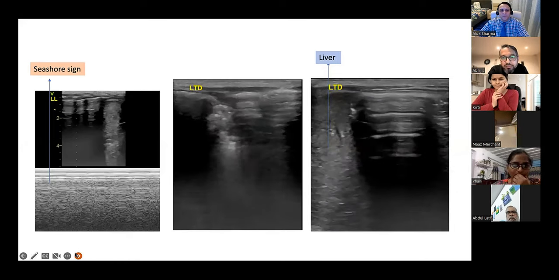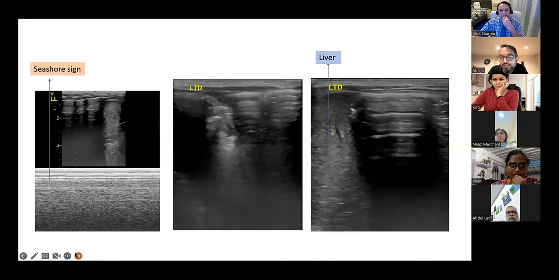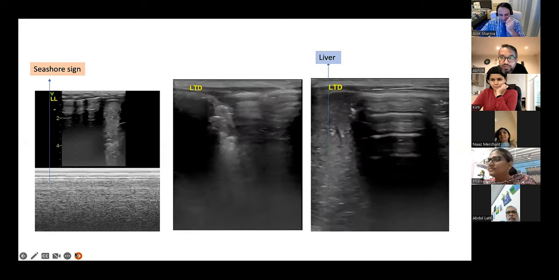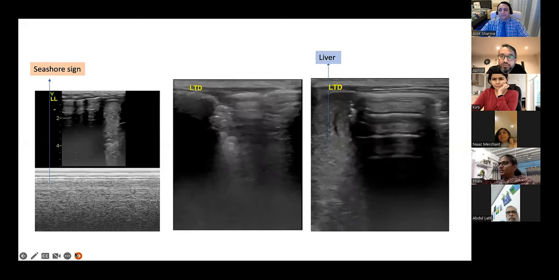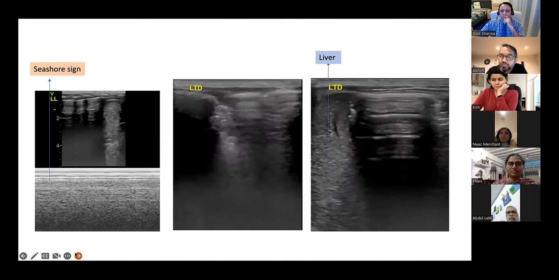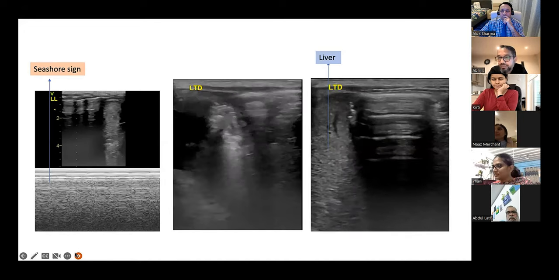And another comment on the scans, we try to keep, depicted your bat sign and A lines and B lines, all are coming up lovely. We try to keep our probes as perpendicular as possible, rather than getting a slanting image or slanting ribs or pleural lines. We try to keep it as perpendicular as possible because lung ultrasound is a game of artifacts. So we try to get it as perpendicular as possible to get the best view of the artifacts.